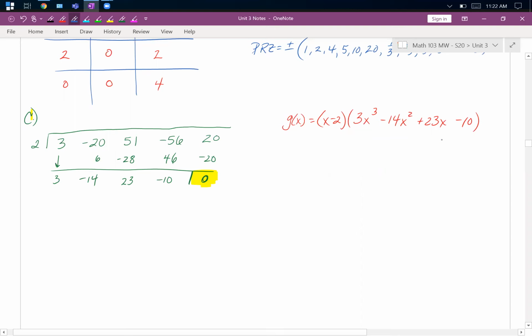Well, let's try another number. What do you want to try next? 5. Remember, we're using the coefficients of our cubic factor here because we're trying to continue to break it down.